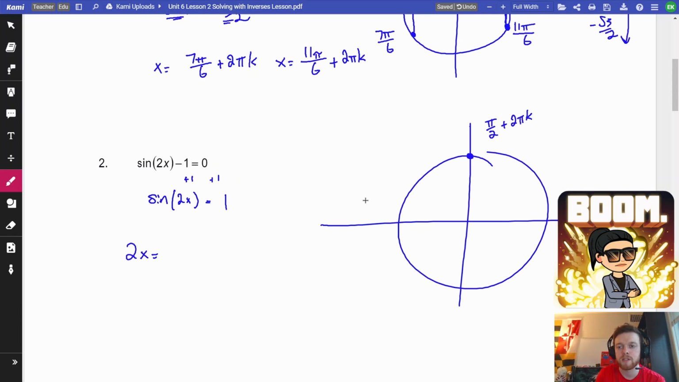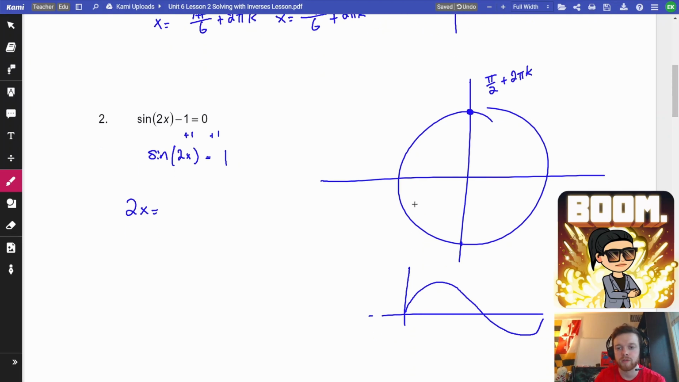Right, no other place on the unit circle does the y coordinate equal 1. Down here, it's negative 1. You could also think of the sine function. Not the best. I probably could have scrolled down a little bit.